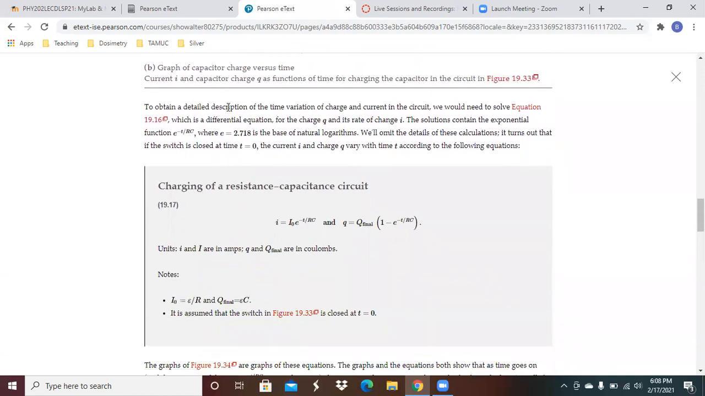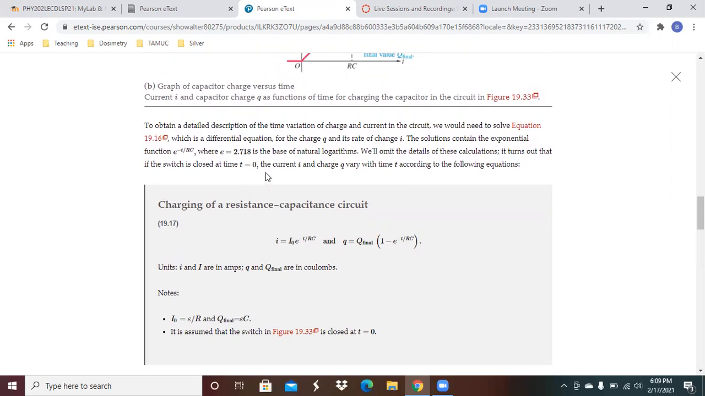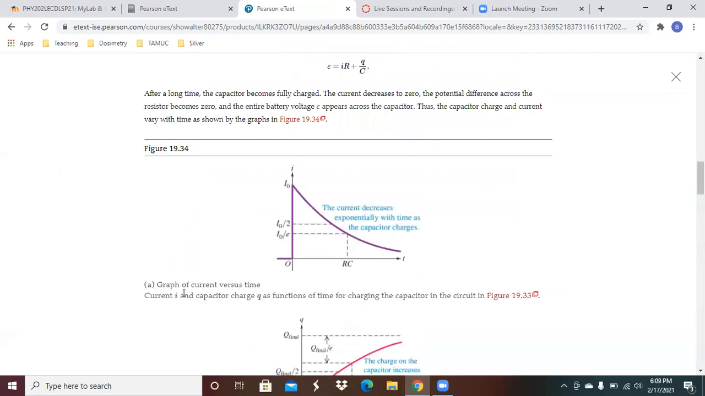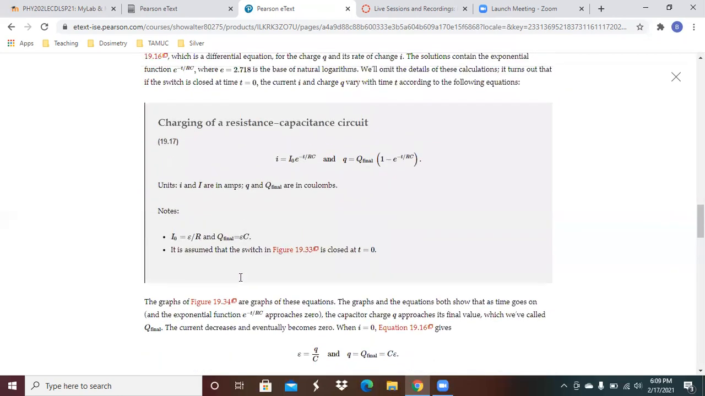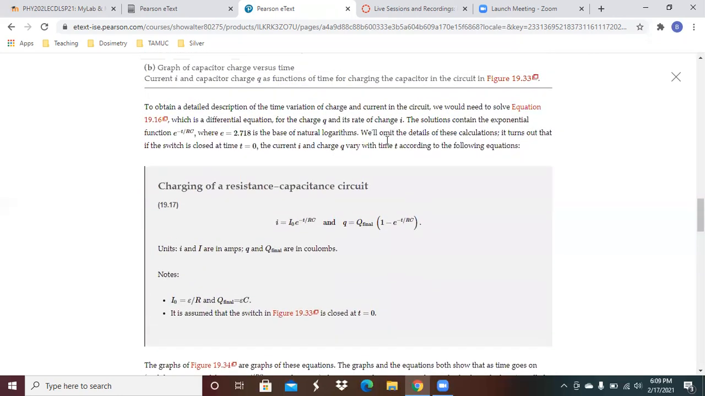So to obtain a detailed description of the time variation of the charge and current of the circuit, we would need to solve equation 19.16, this one right here, which is a differential equation for the charge Q and the rate of change I. The solutions are going to end up containing the exponential function e to the minus t divided by RC, where e is equal to 2.718.